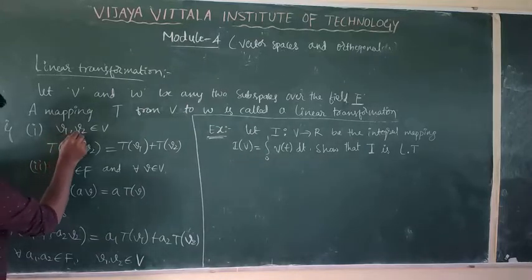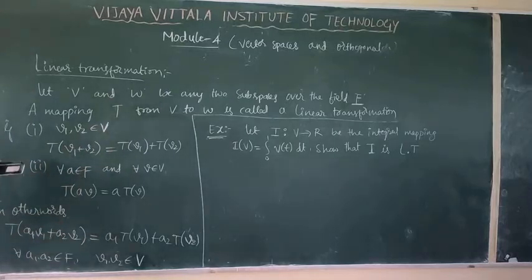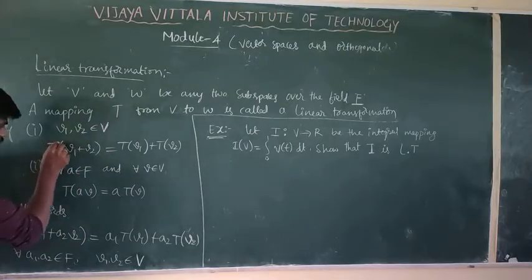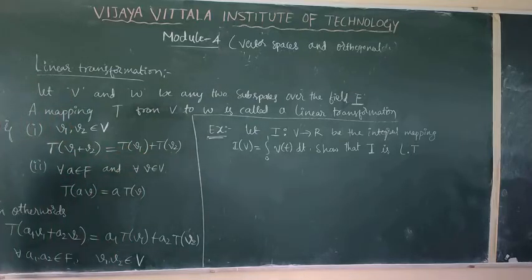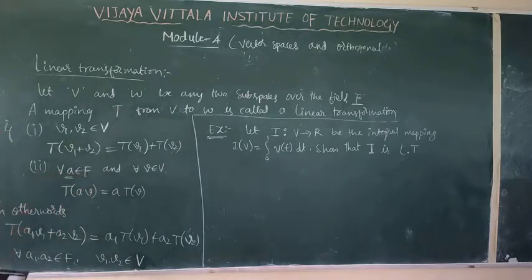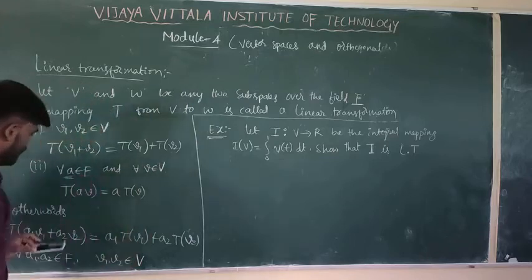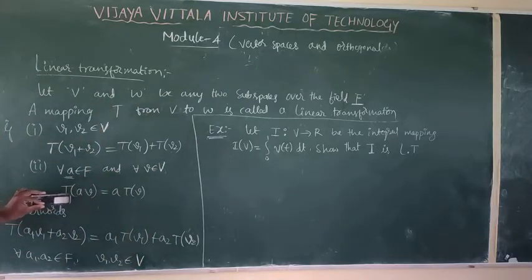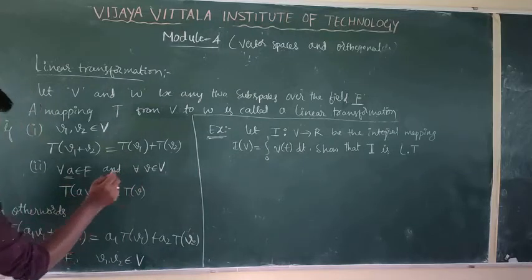if, for v1, v2 belonging to V, here V is a vector space, the transformation T of v1 plus v2 is equal to T of v1 plus T of v2. That is the first condition. In the second condition, for all a belonging to F, a is a scalar, that's why it belongs to field F, and v belongs to the vector space, then the linear transformation T of av is a into T of v.